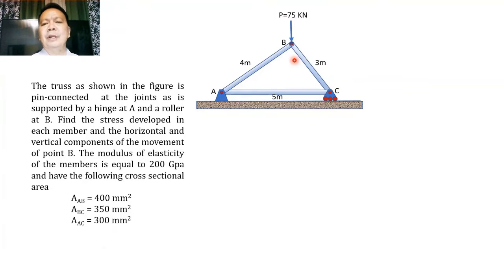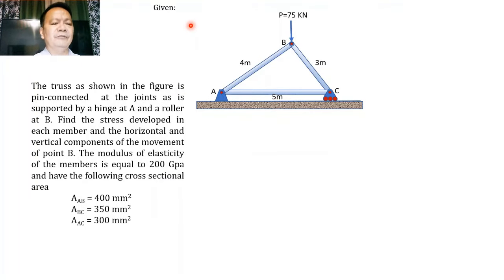So here is our truss, guys. And the truss is subjected to a load of 75 kilonewton. Okay, there is a hinge support at A and a roller support at C. The dimension of the truss is given such that member AB is 4 meters, member BC is 3 meters, while member AC is 5 meters. And you would note that the truss is actually a right triangle because you have here a 3, 4, 5 triangle. So let us try to identify here what are our given.